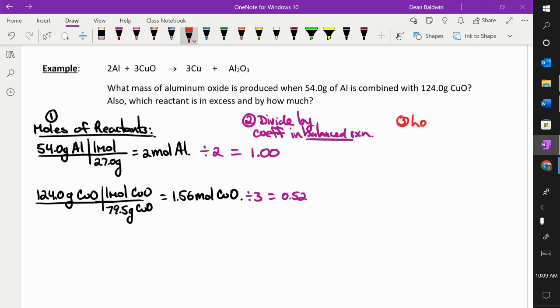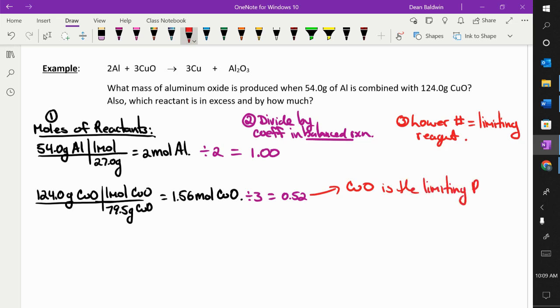Number 3, lower number equals limiting reagent, i.e., it's the thing that runs out first. So the copper oxide is the limiting reagent. That means you will run out of copper oxide before you run out of aluminum. Okay, so the copper oxide will determine how much product you get.